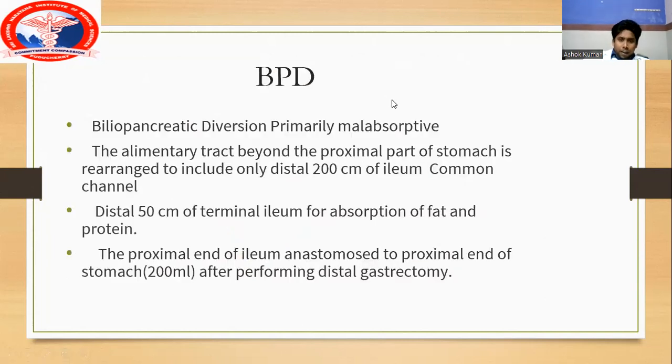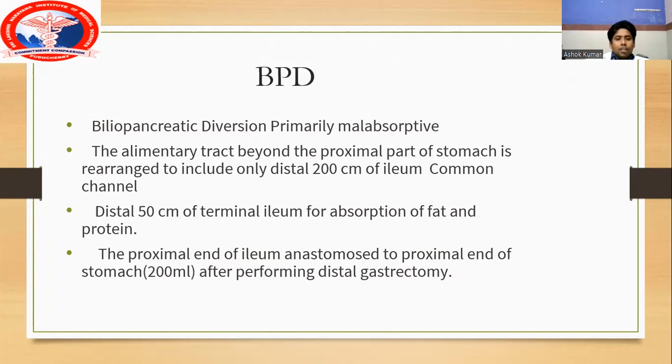So the next and final thing is malabsorptive surgeries. So what is malabsorptive surgery? We are giving very less time for the gastric, pancreatic, and biliary juices to interact with the food particles, so that the food particles are left undigested and they reach the colon and are excreted in our feces. Okay, so biliopancreatic diversion is primarily malabsorptive.